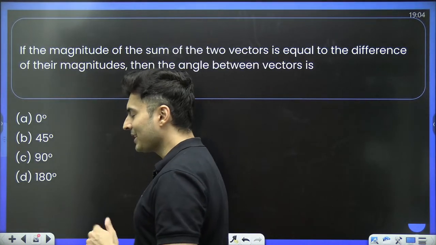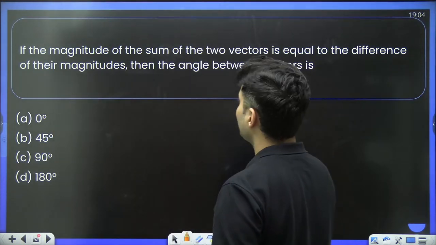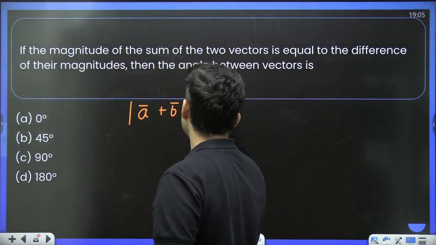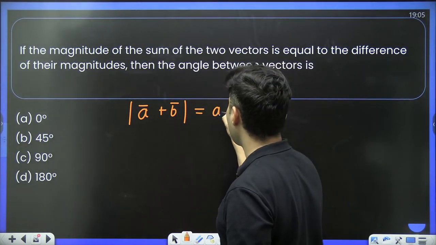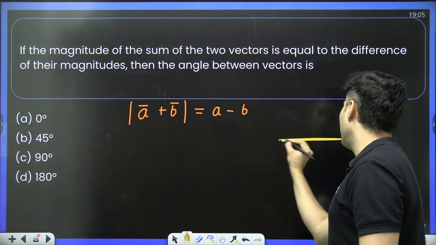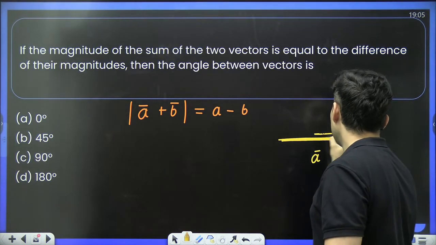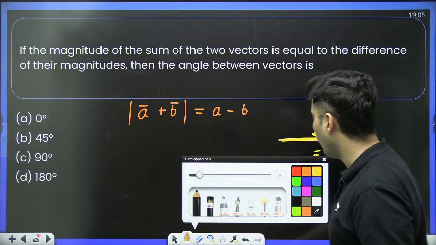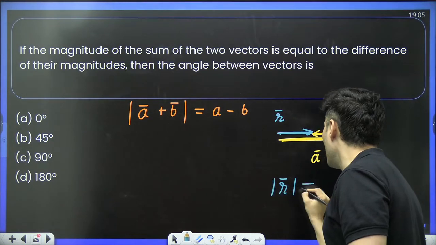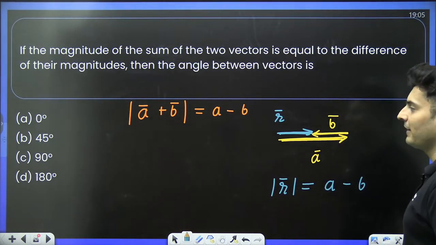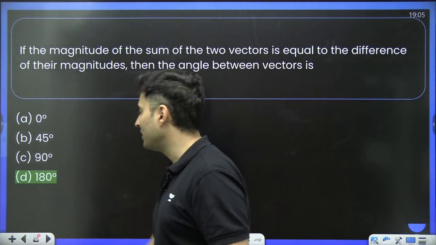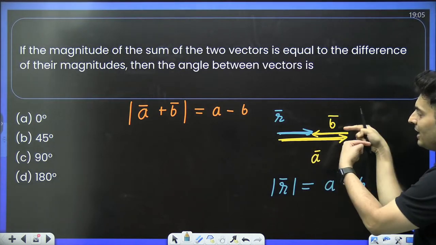0, 45, 90, 180. Was the correct answer D, is it? Let's have a look. Guys, the magnitude of the sum of two vectors, that means A bar plus B bar's magnitude, is equal to the difference of their magnitudes. That means it is A minus B. A is the value and B is also the value. This can only happen in this particular case where you have one vector, let's say A over here, and the B vector is exactly opposite to it. Then whatever is remaining, that resultant's value will be the bigger vector minus the smaller vector. So the angle between A and B is 180 degrees, which is option D. Definitely A vector and B vector are anti-parallel, correct?